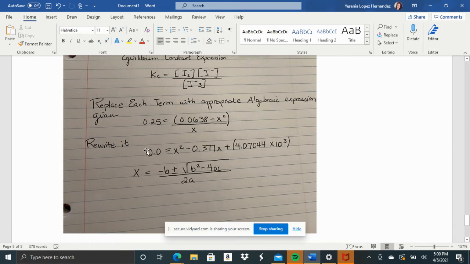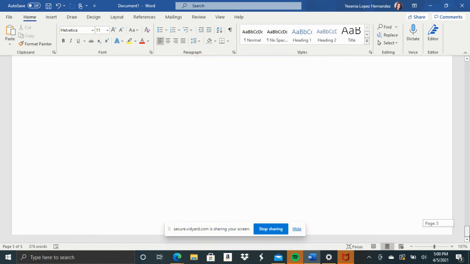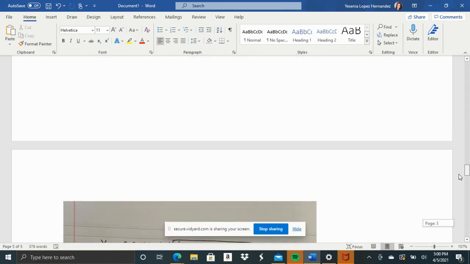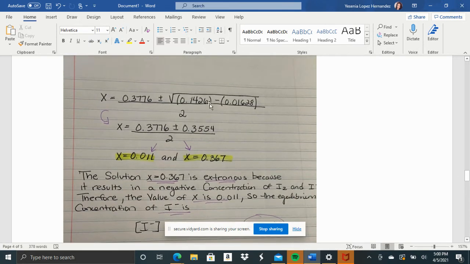After you do that, you would rewrite it. After you calculate this, 0.0 equals x squared minus 0.377x plus 4.07044 times 10 to the third power. We use this expression, and when we use that expression, we plug those numbers in. After we calculated this, we plug those numbers into the quadratic formula. When we take the square root and divide by 2, we would get this number. And so then we would get x equals 0.011 and x equals 0.367.